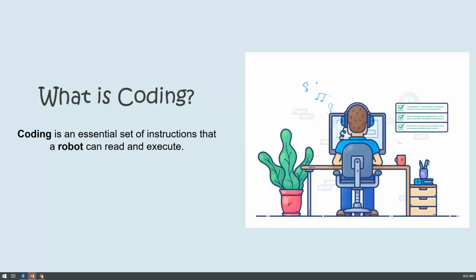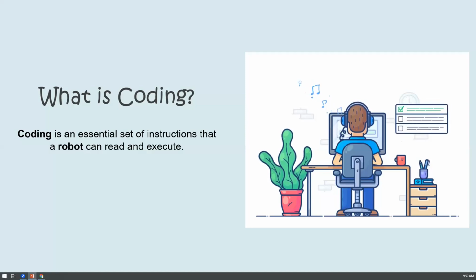Coding is an essential set of instructions that a robot can read and execute. So that is what coding is. When you're working with robots, you need to send some instructions to the robot so that the robot can actually perform those specific tasks you want it to do. Those instructions are called coding when it comes to computing. So the instructions you send to your computer are called coding.